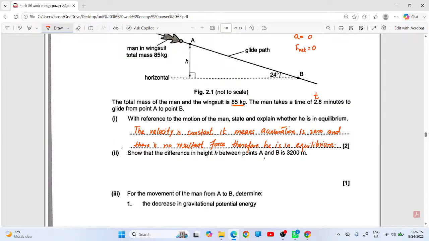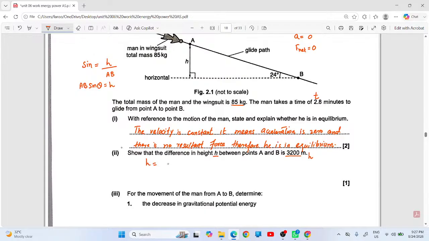Next, show that the difference in height h between points A and B is 3200 meters. It means you have to find the value of h. We have the angle given and the distance given. So what do we use? sin theta, because we need height. Opposite is the height and hypotenuse is the distance from A to B. So AB sin theta equals h.